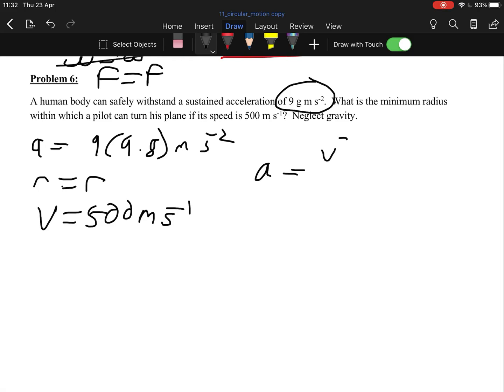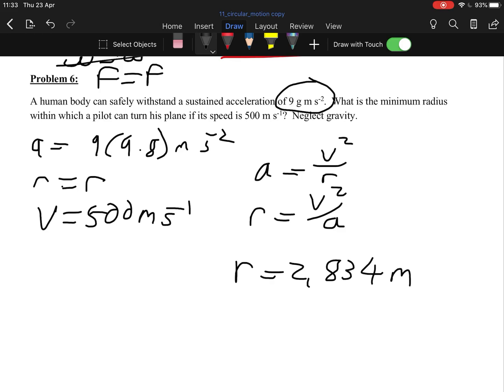So what equation can we use here? We have A, we have V, we need R. A equals V squared over R, or therefore make R the subject: V squared over A. And that, when you put it into your calculators, should give you 2,834 meters.